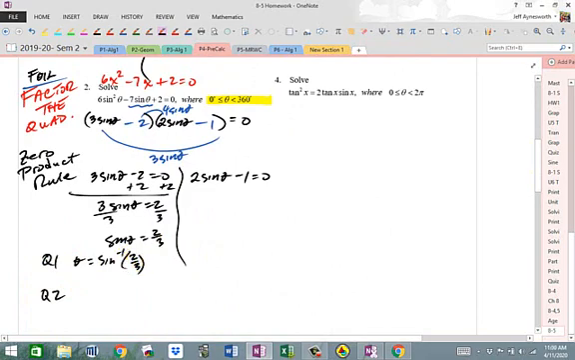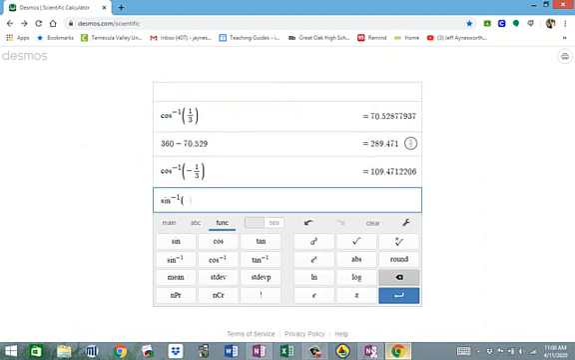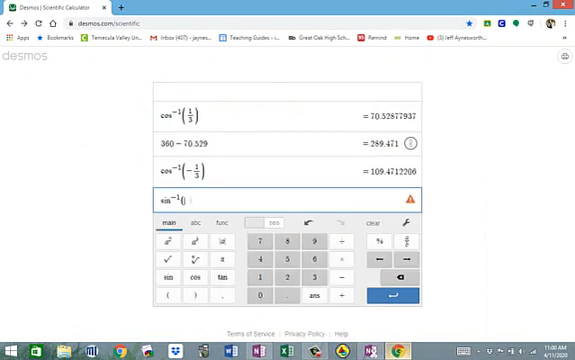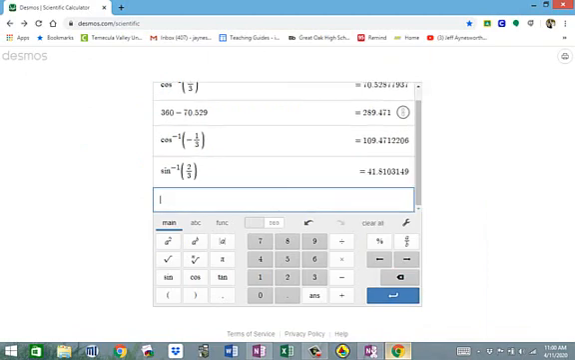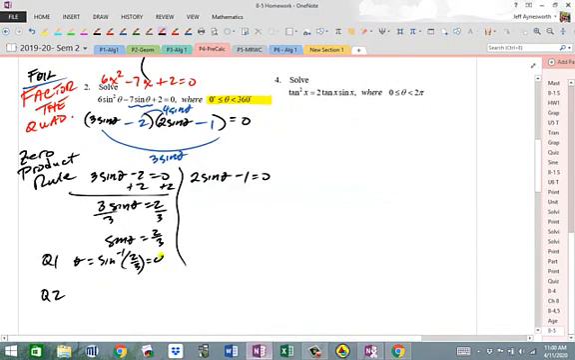So let's do that on Desmos. Let's take the inverse sine of 2/3, 2 divided by 3. And notice that we get 41.810 degrees, and that's our first solution. To get to quadrant 2, you take 180 minus that. So theta 2, the second solution, is 180 minus this one.